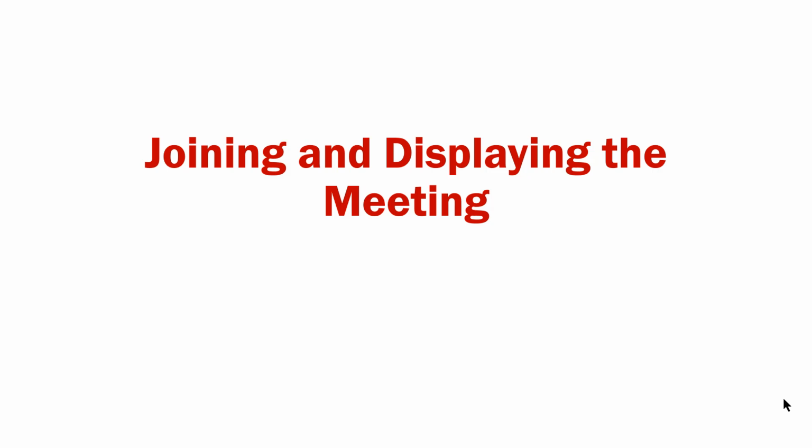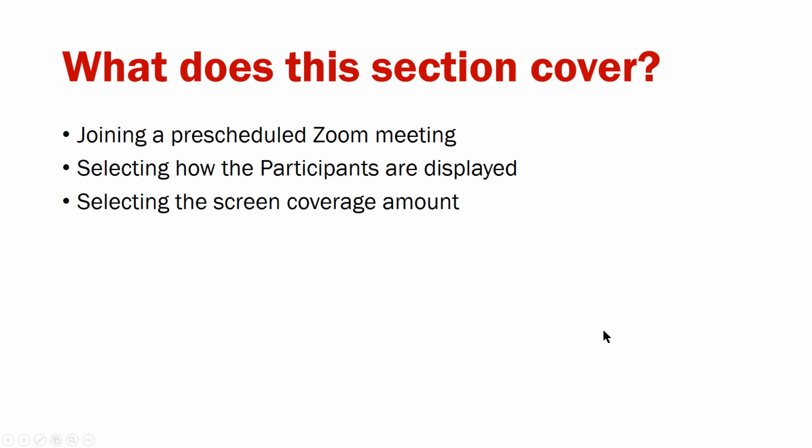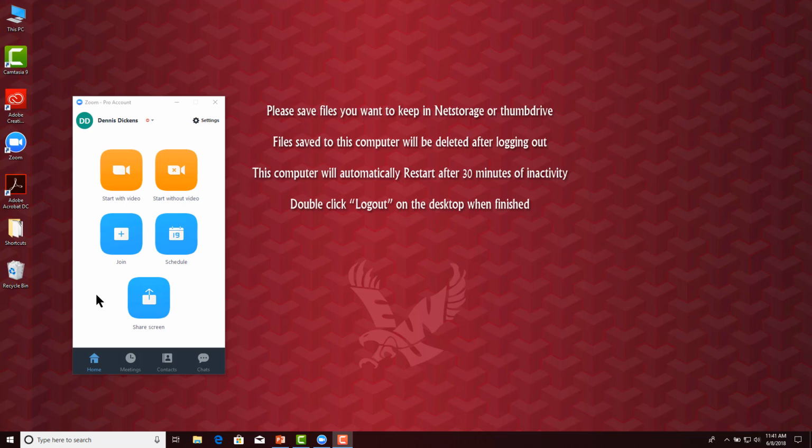When you are the host of a pre-scheduled meeting, joining it is fairly simple. Once joined, you can refine how you want to display the participants and how big you want the meeting screen relative to the desktop. In this section, we will cover joining a pre-scheduled Zoom meeting, selecting the screen coverage amount, and selecting how the participants are displayed. We'll begin at the desktop with the Zoom client open and already signed in.